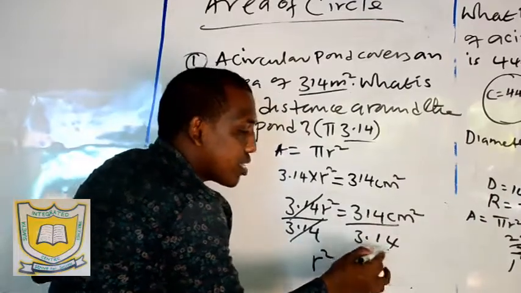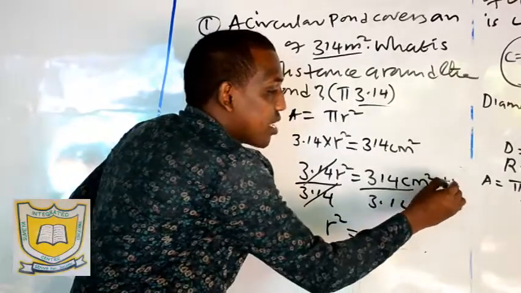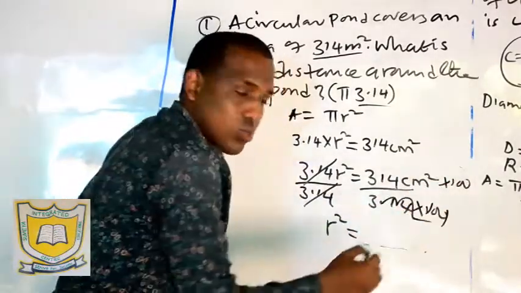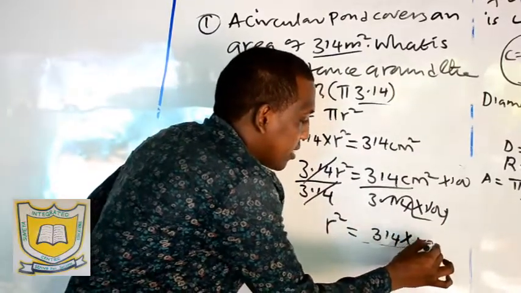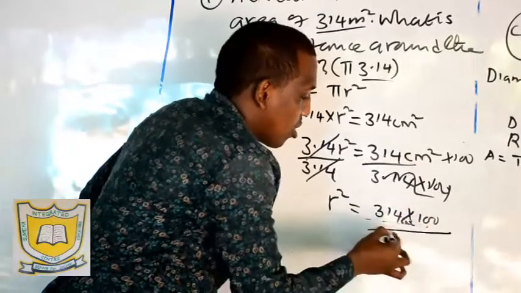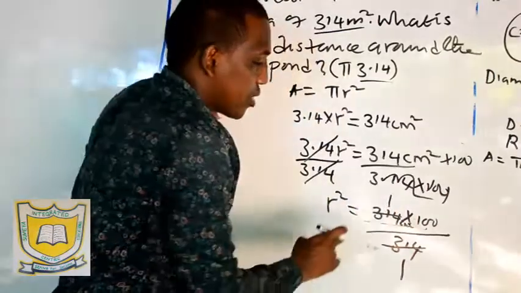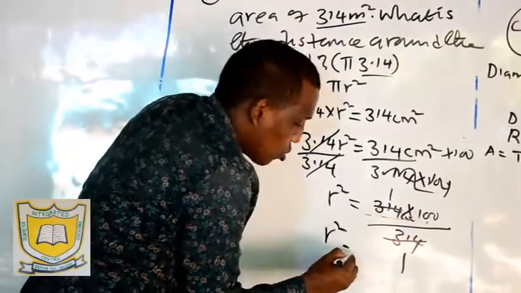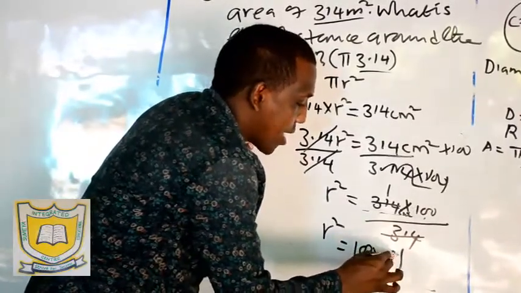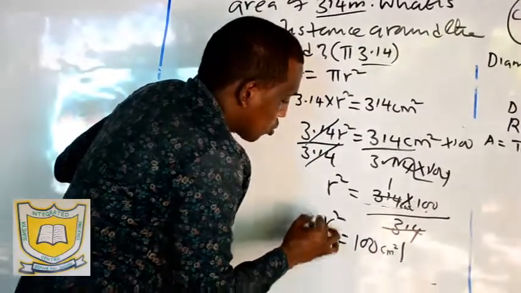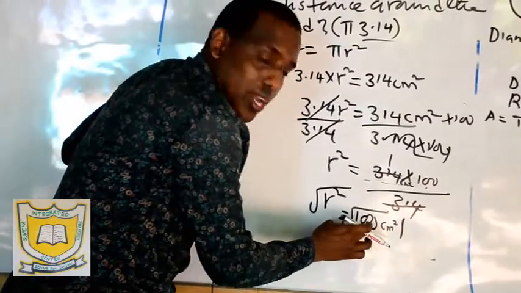So r squared is equal to 314 divided by 3.14. The denominator has decimals, so you remove them by multiplying by 100, two decimals, times 100 both sides. The point will move outside. So here remains 314 centimeter squared times 100 over 314. 314 by 314 is 1. So r squared is equal to 1 times 100, which is 100 centimeter squared. What do we do now? Use square root both sides. So r is equal to the square root of 100, which is 10.